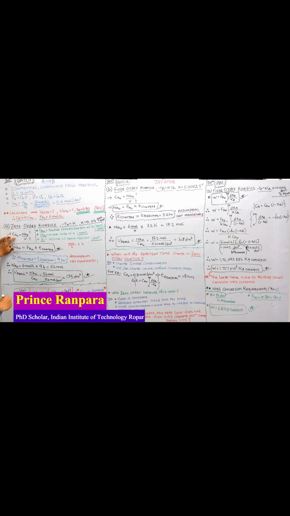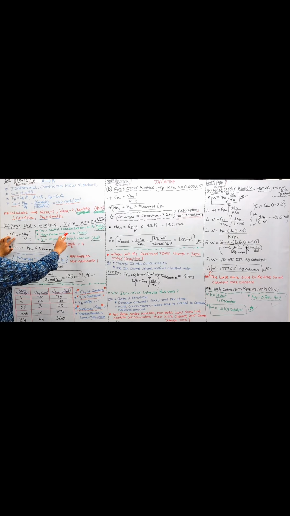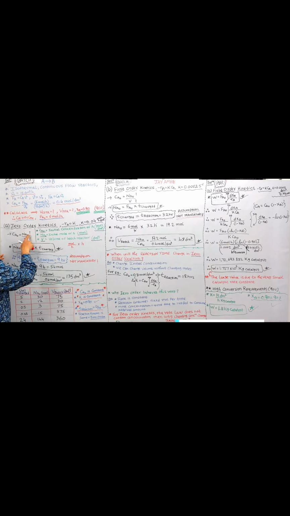So Ca naught here represents the initial concentration of A present in the unit volume of the batch reactor, right? So concentration is the ratio of the initial moles present with respect to the unit volume of the batch reactor. Okay, so this is the formula. Concentration is the ratio of number of moles with respect to the unit volume.